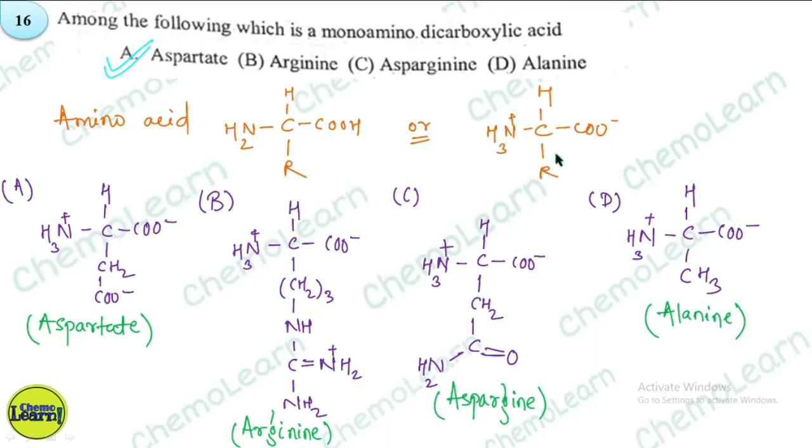Okay. This R group is different for different kinds of amino acids. For aspartate, this is CH2COO minus, and for arginine, this is the R group, and for asparagine, this is the R group. Okay. And for alanine, R group is CH3. So you can see in aspartate we have two COO minus groups. That means it is a dicarboxylic acid. One NH3 plus group, that means it is monoamino dicarboxylic. Option A is the right answer.